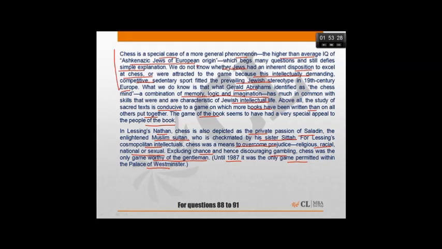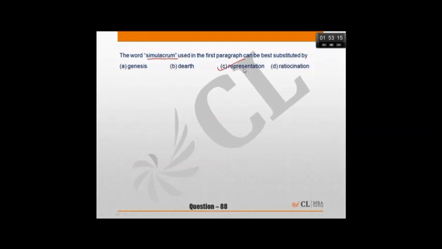This part, higher than... which begs the question and still defies simpler explanation. We do not know whether Jews had an inherent disposition to excel at chess or were attracted to it. So why Jews started playing chess, it's not known. The author believes that the lifestyle of the Jews fitted a game such as chess.